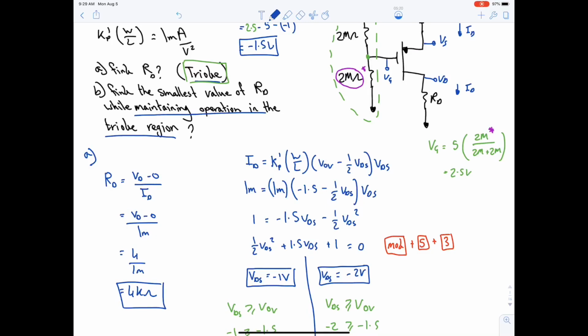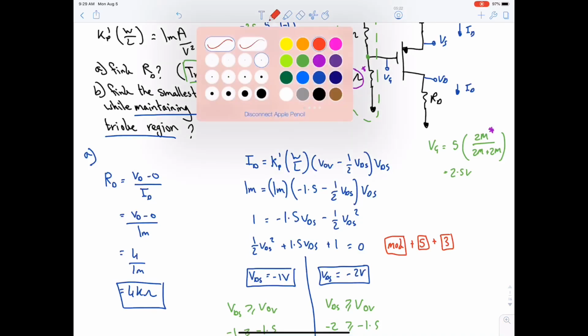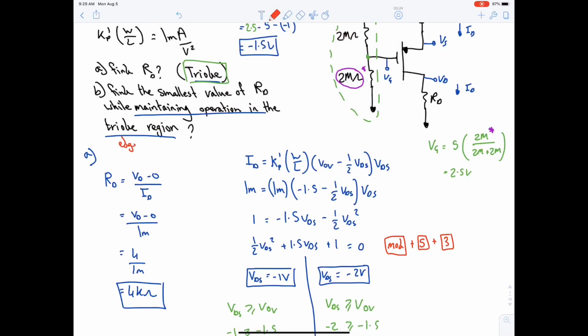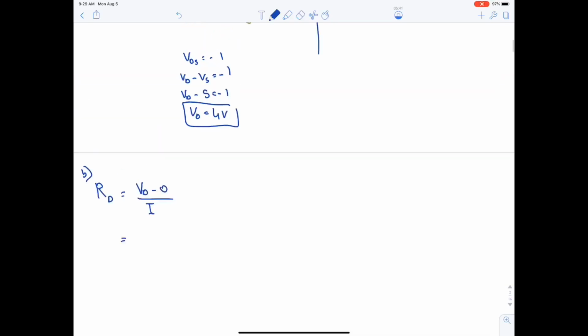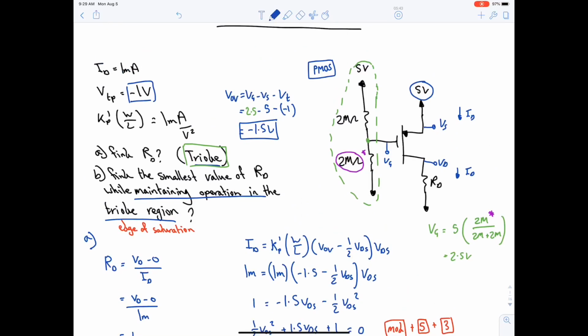Maintaining operation in triode region, what does this mean? It means edge of saturation. Okay, so we have to do the same thing again. Find RD but at edge of saturation. So RD is equal to VD minus 0 over ID. Do we have VD? No, we don't. Do we have ID? No, we don't. Okay.